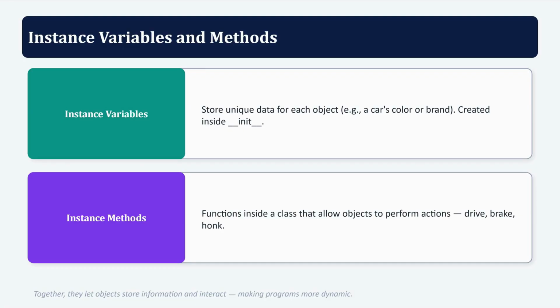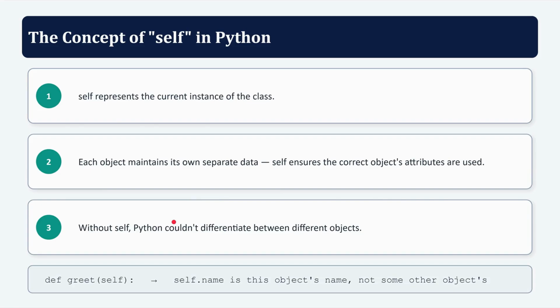Instance variables and methods. Instance variables store unique data for each object, and instance methods are functions inside of a class that allow objects to perform actions. So this is sort of like the difference between attributes and methods.